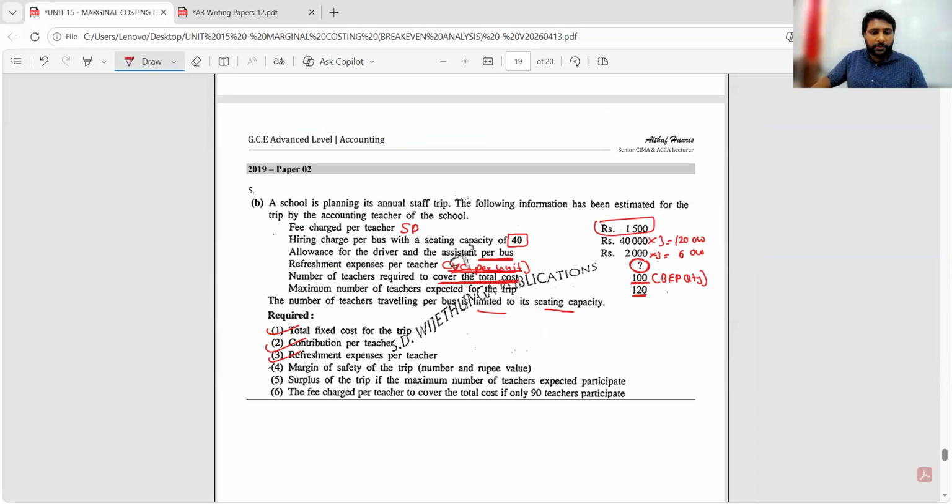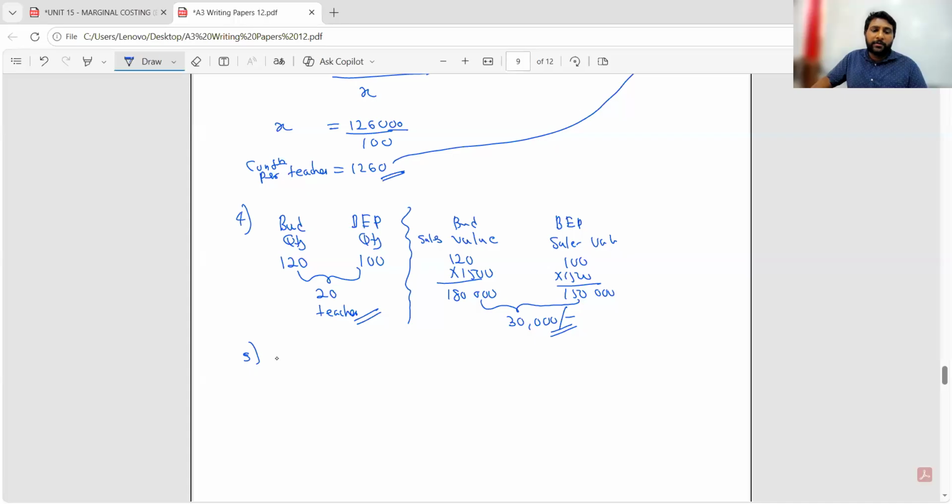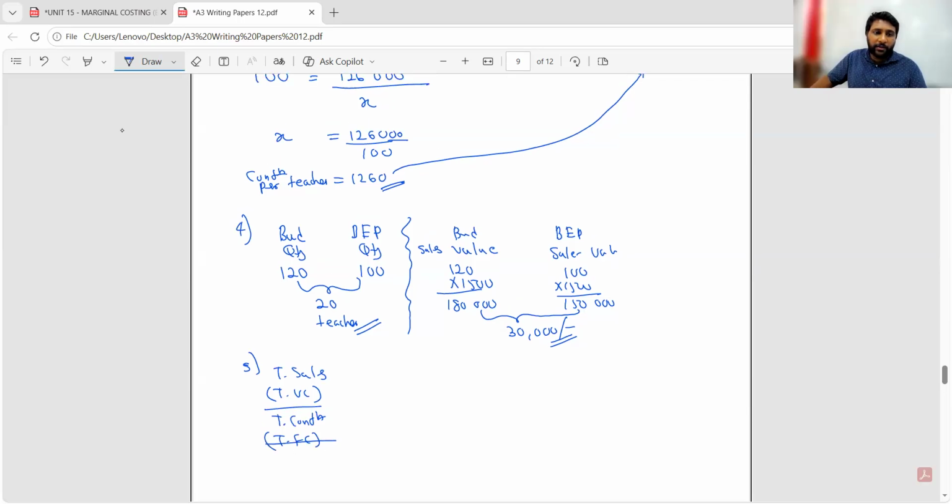Fifth. Surplus if all the teachers participate. Quickly prepare the income statement. Total sales minus total variable cost is equal to the total contribution. Total contribution minus the total fixed cost is equal to the profit. All 120 teachers participate. 180,000.